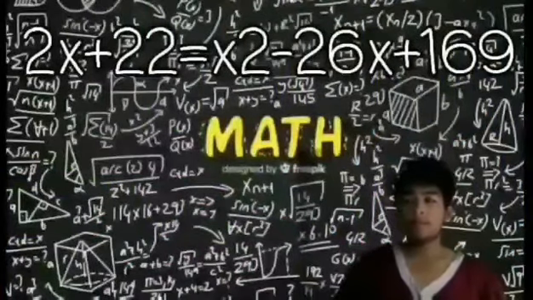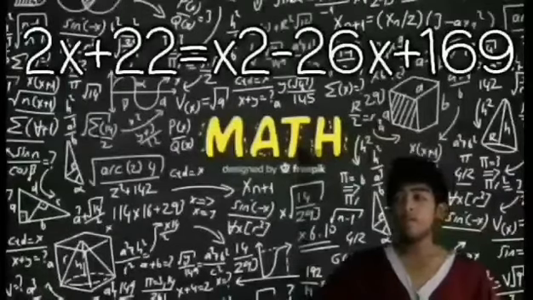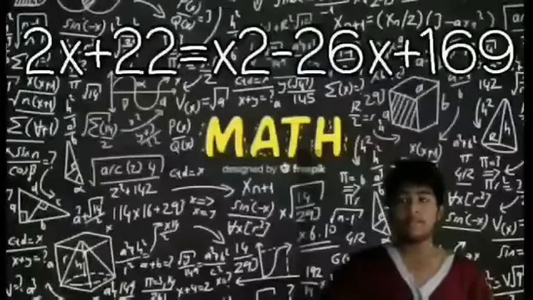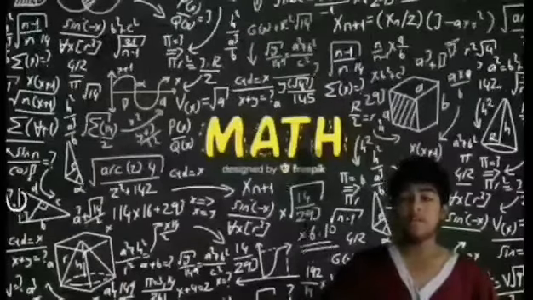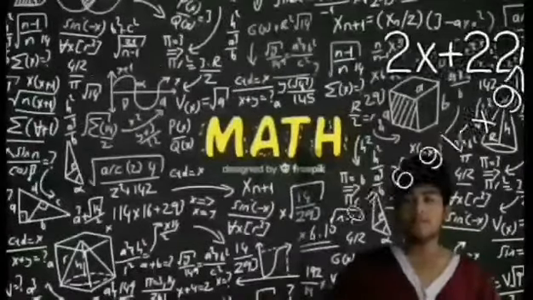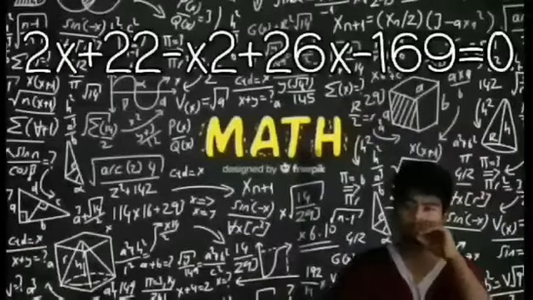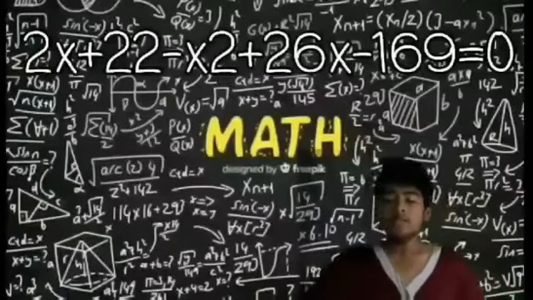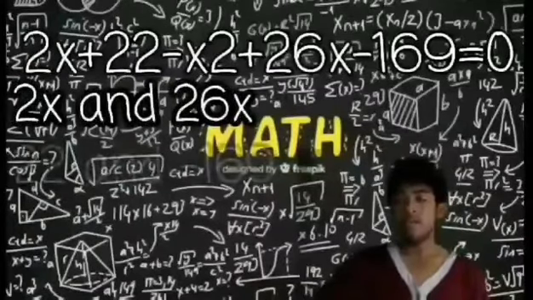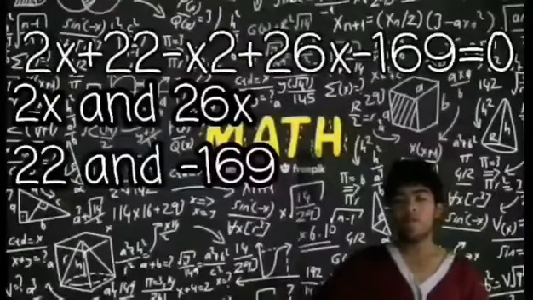So we need to transpose and move the expression to the left hand side and change its sign. So from 2x plus 22 equals x squared minus 26x plus 169, it will become 2x plus 22 minus x squared plus 26x minus 169 equals 0 because we transposed it. So we need to collect like terms, which are 2x and 26x, then 22 and negative 169. After we collect them, we calculate.